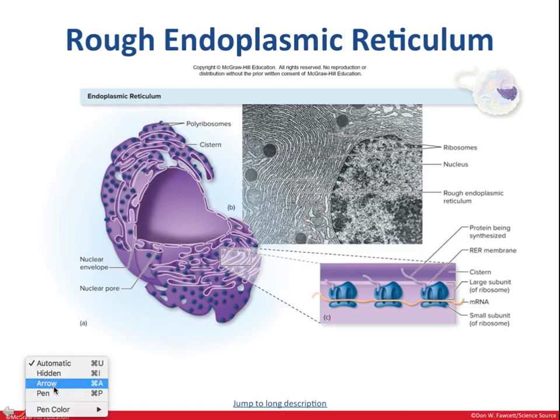This is the rough ER. We can see the rough ER is connected with the nuclear envelope. Once the mRNA is synthesized, it can get out through the nuclear pore and reach the rough ER, and the ribosome will be attached to the rough ER to make the ER look rough. This is the electron microscope view of rough ER. This is the ribosome. You can see it makes the ER very rough. Here the ribosome synthesizes the protein. This is the mRNA.